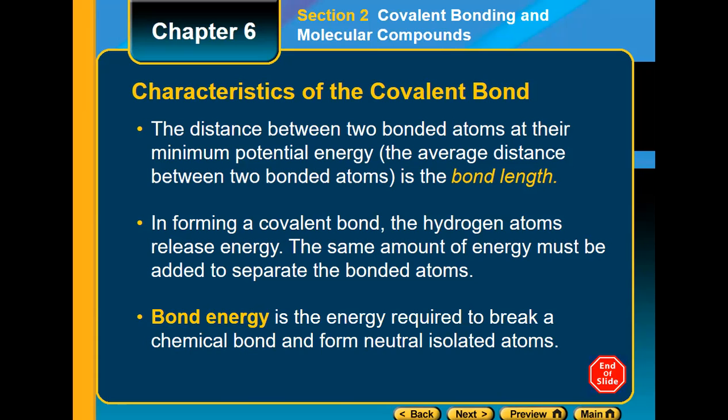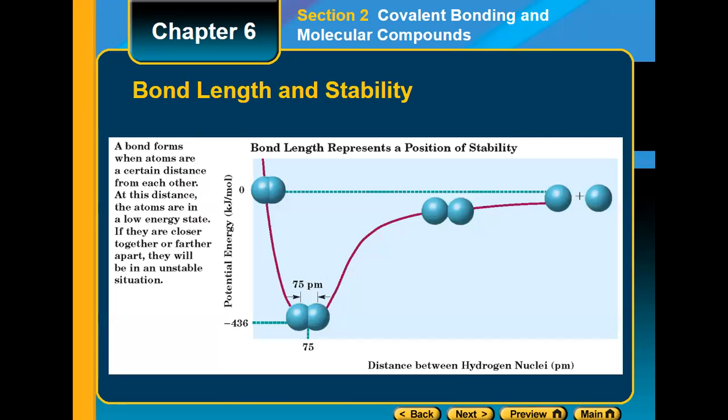Okay, so here we can see there is a relation between the bond length and the energy. So what is the relation between them? We can see here the potential energy and the distance between the atoms. A bond forms when the atoms are a certain distance from each other. At this distance, the atoms are in the low energy state. If they are closer together or further apart, they will be in an unstable situation. So that is the most stable situation, represented by the bond length.